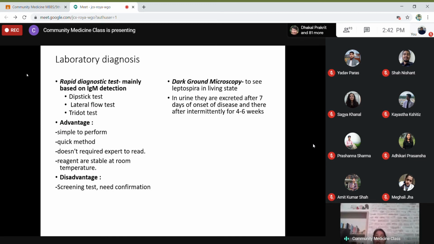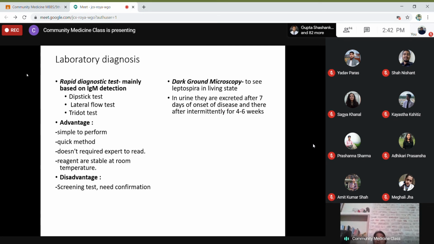The advantage with RDTs is that they're simple to perform, they're quick, and you don't need experts because you can read the color change and it's easy to understand what it says. The reagents are stable at room temperature. But these are screening tests, and a positive screening test does not mean that the person has the disease for sure. So you need to carry out a confirmatory test after a positive screening test.